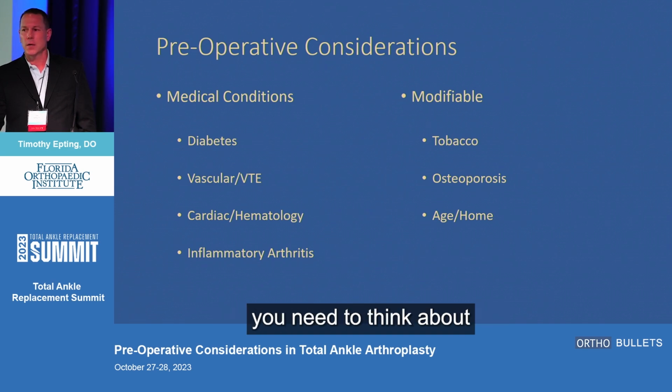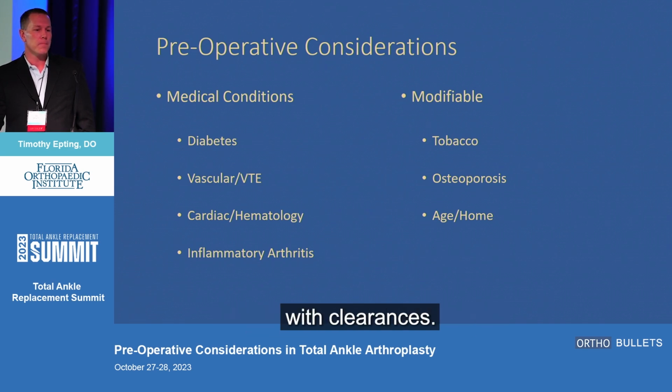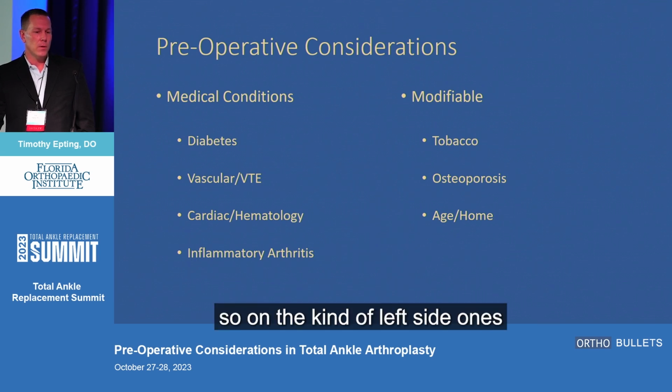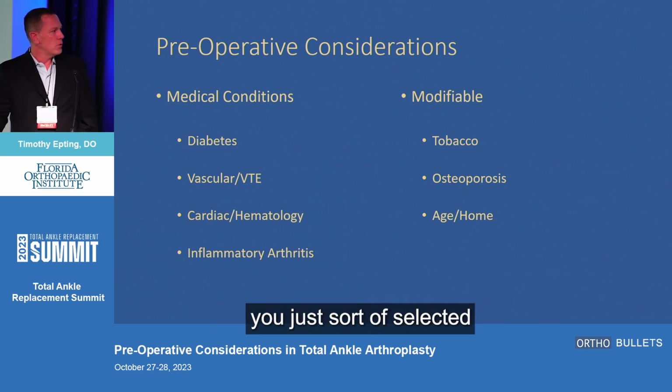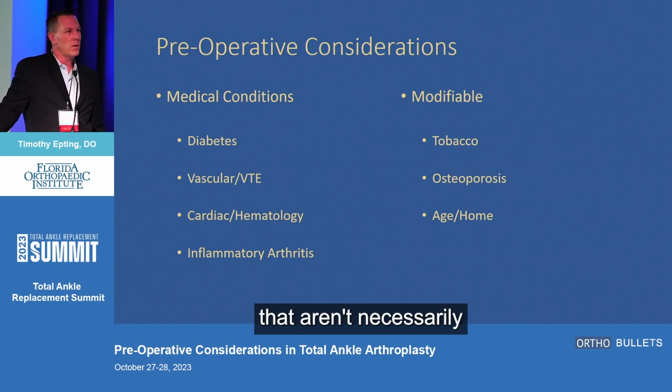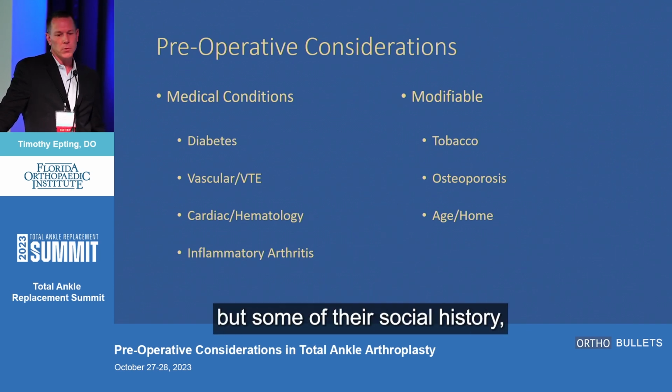Not exhaustive, but just some things that go through the decision-making process, talking with patients and things we need to think about with clearances, coordinating with our other medical specialists as well. So on the left side, ones we just selected to look through, and then on the right side, some of the modifiable ones that the patients come in with that aren't necessarily their medical history, but some of their social history.